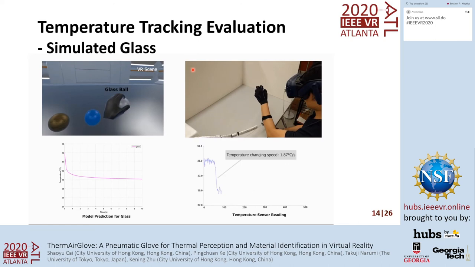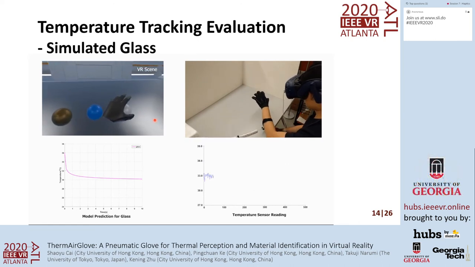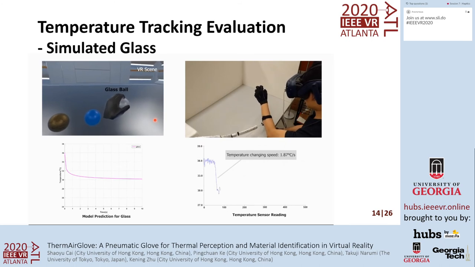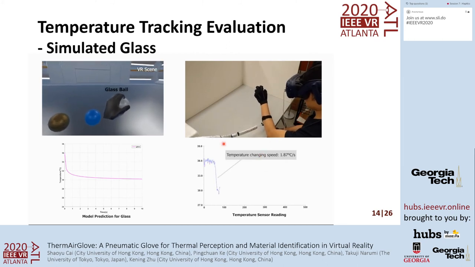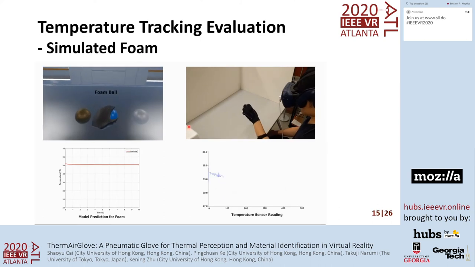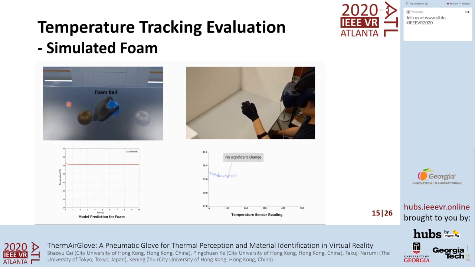And for the temperature, for the result of simulated glass, you can see the average temperature change speed is about 1.78 degrees per second within the first 2 seconds. And this is a result of simulated foam. You can see we could find there was no significant change for the contacting temperature.